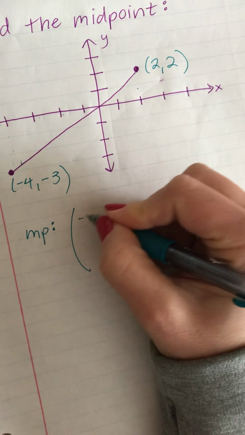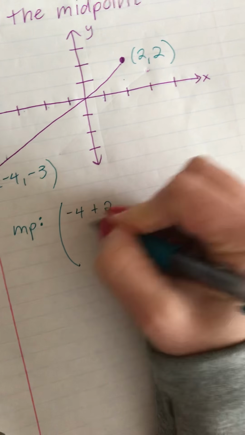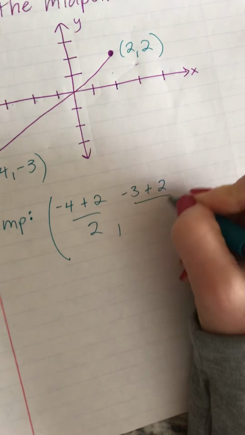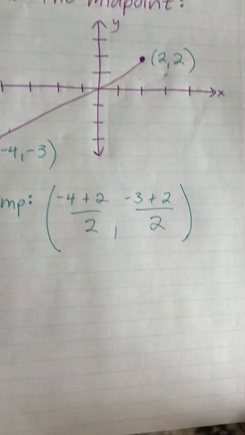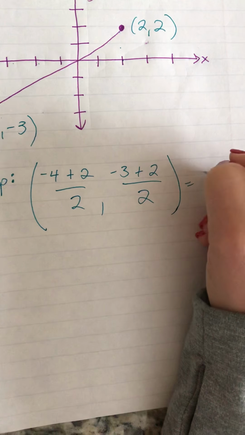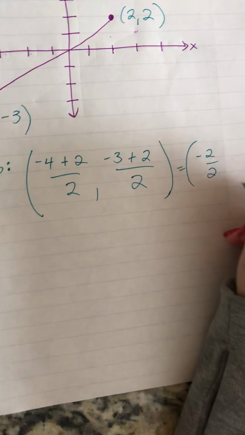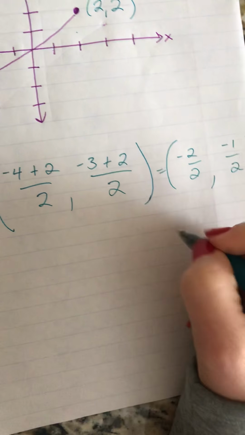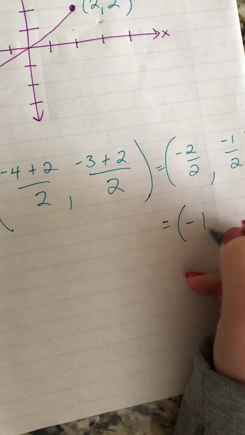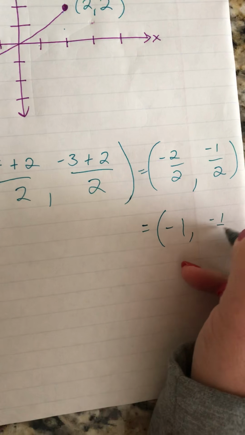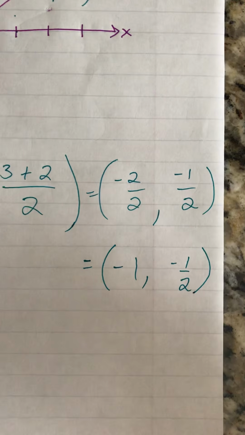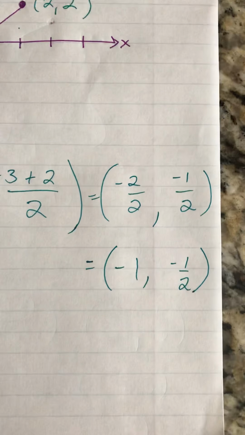Okay, so I'm going to do x1 plus x2 over 2. I'm going to do y1 plus y2 over 2. Okay, that's going to be negative 2 over 2. That's going to be negative 1 over 2. My solution is going to be negative 1, negative a half. Or you could change that to negative 0.5. It's up to you. Okay, so that's how you find the midpoint.